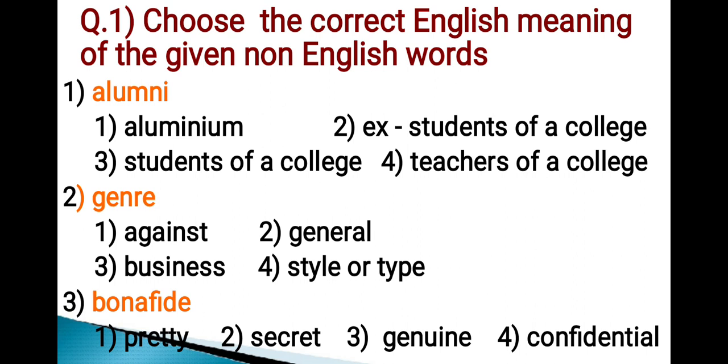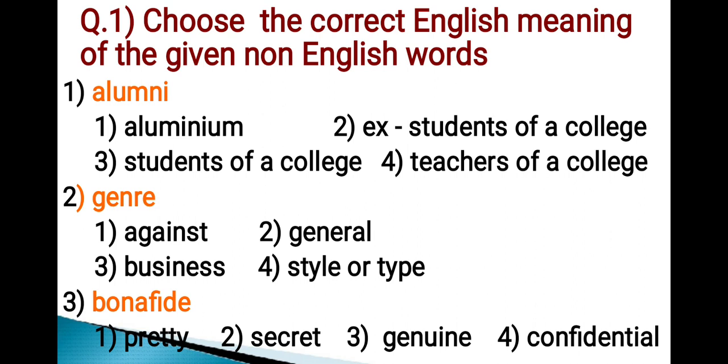Next word is genre. Options are against, general, business, style or type. Out of these four options, option number 4, that is style or type, is the correct English meaning of the given non-English word. Hence, the correct answer is option number 4.